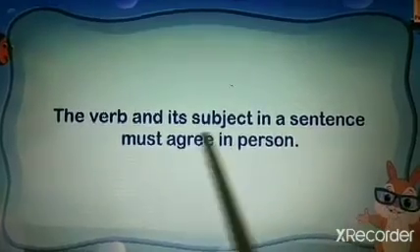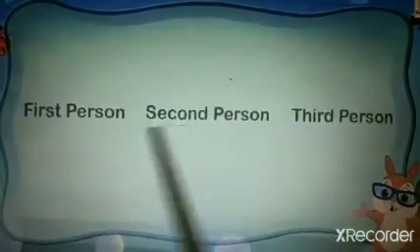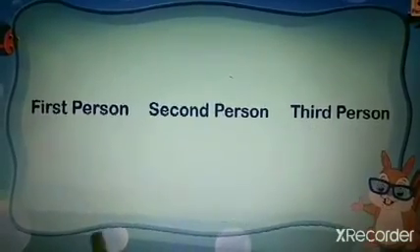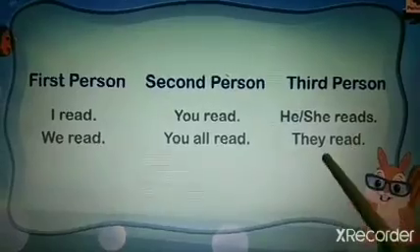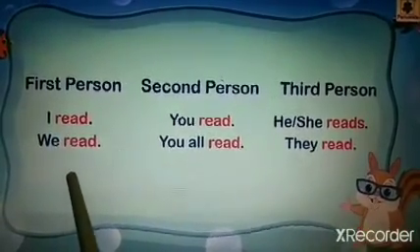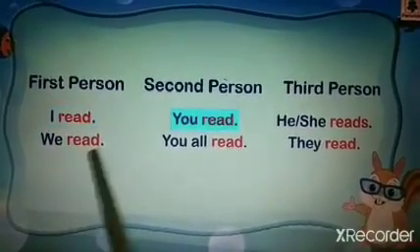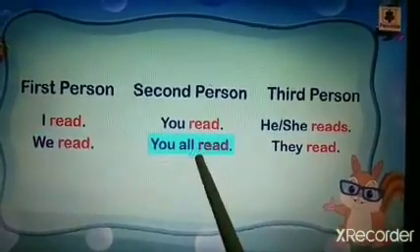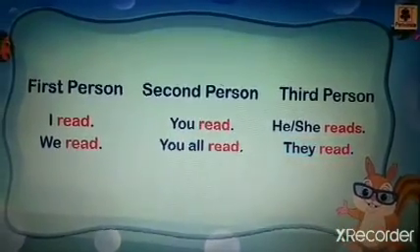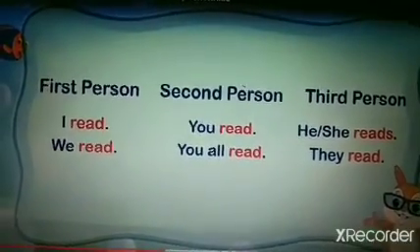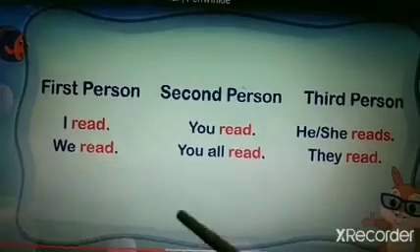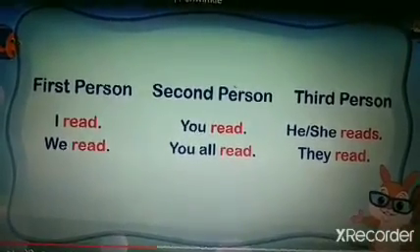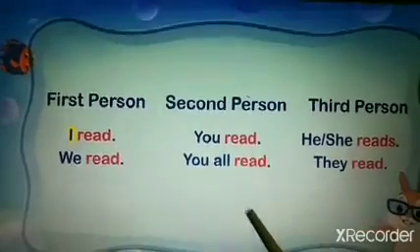The verb and its subject in a sentence must agree in person. First person, second person, third person, you already know about that. First person is the person who is speaking. Second person is who is listening, and the third person is the person who is not present. For example, I read, we read. These are first person. Okay, you read, he, she reads. You can see s at the end of the verb. We read, you all read, they read. For example, I am speaking, I am first person. You are listening, you are second person, and the person who is not present at the time we are speaking is a third person. Hopefully it will be easy and you can understand it clearly.